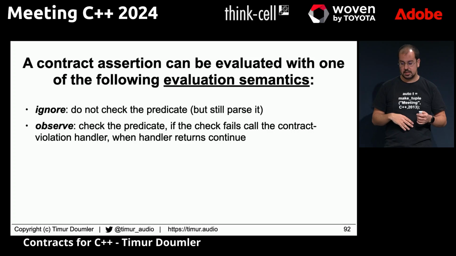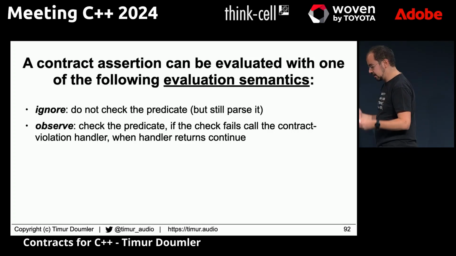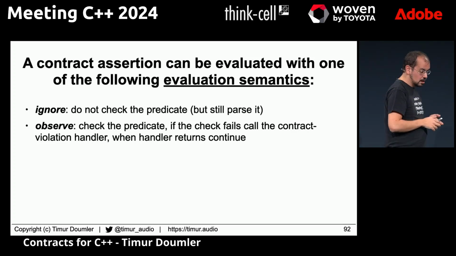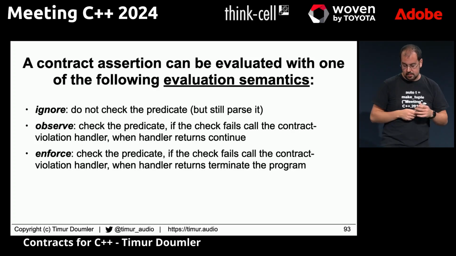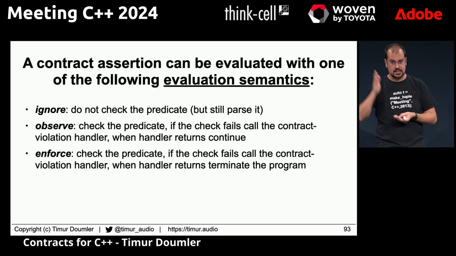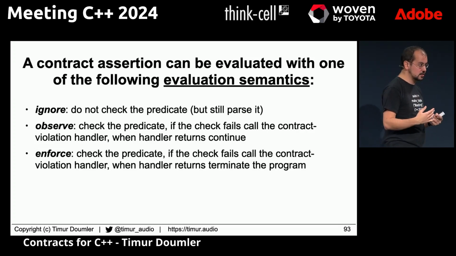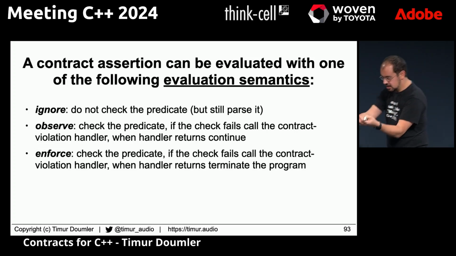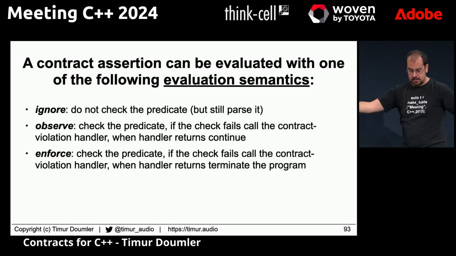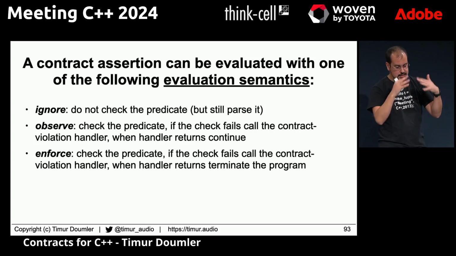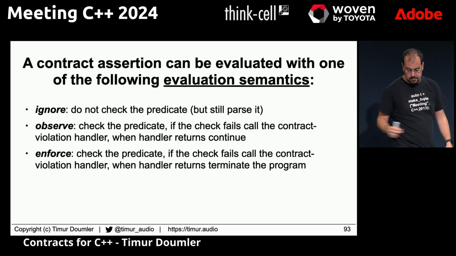So that's really good if you have a legacy code base that is running in production. You don't want to terminate that, but you want to insert new checks in there to see if you can find bugs. Then there's enforce, which is the same thing, but after the violation handler has returned, it terminates the program. So that's actually the default. So default is the safe thing and the verbose thing. You have a contract violation, you're going to get all of this information about what happened, and then you're going to terminate to make sure that you don't continue past a contract violation and you don't execute in some invalid state. So that's the safe option.